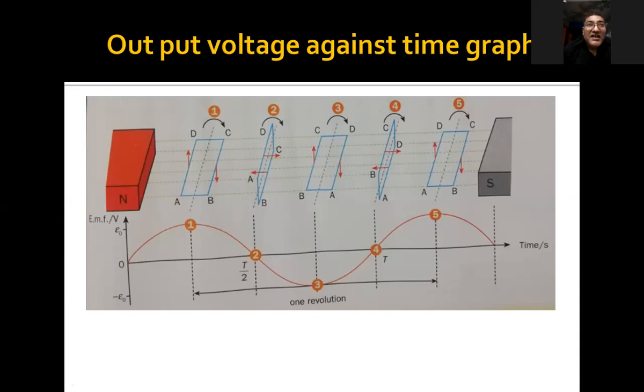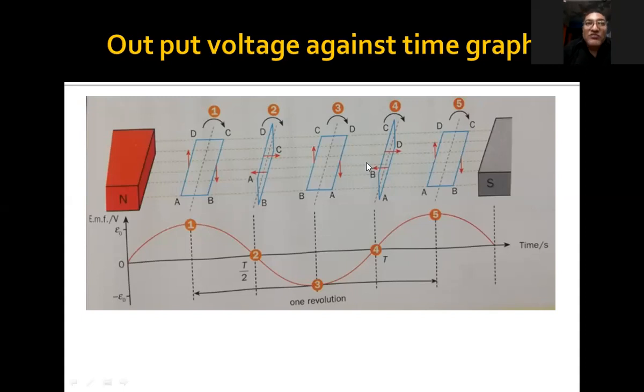Then the coil continues rotating. The coil will become vertical again. This time the BC side is on the top and the AD side is at the bottom. At this very moment, what will happen? For a very short time, the BC will be moving towards right, and the AD will be moving towards left.